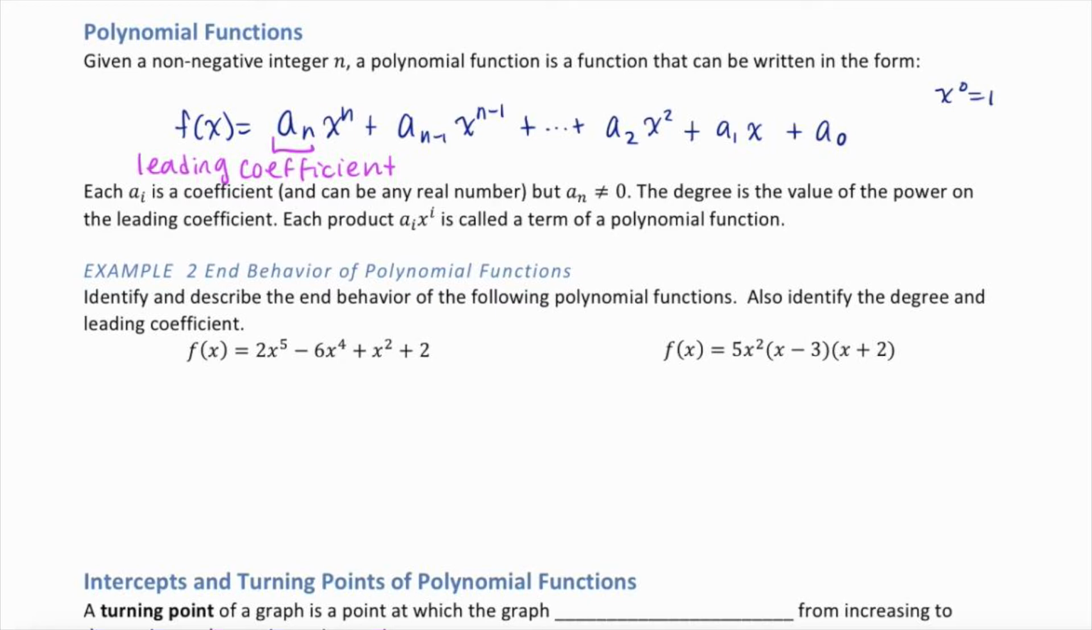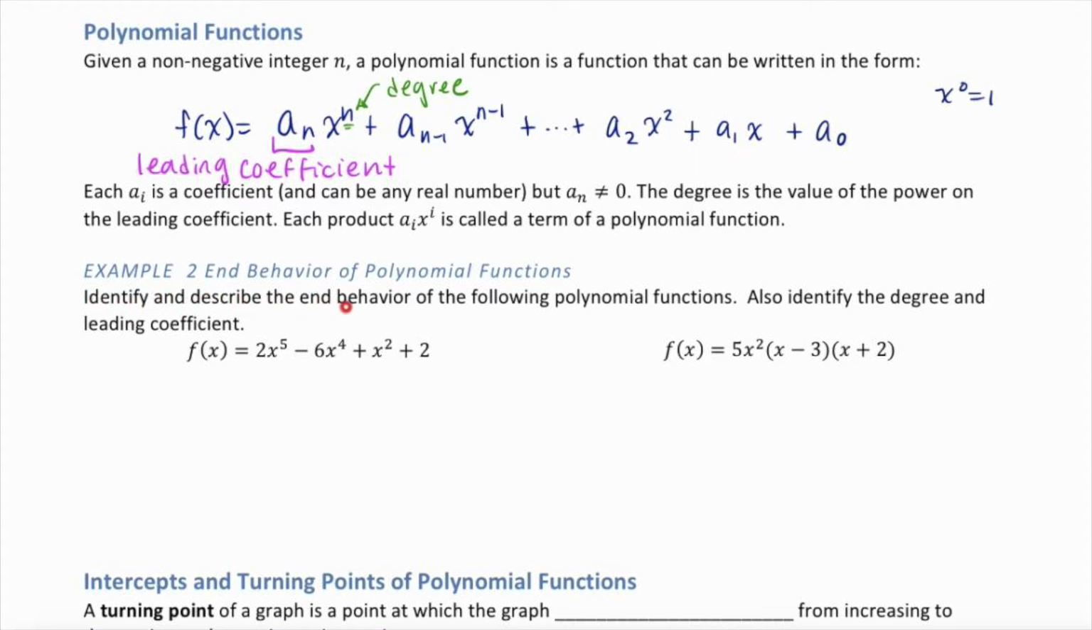And this n here is the degree of the polynomial. Each of these products is called a term of our polynomial. Let's look at example 2.